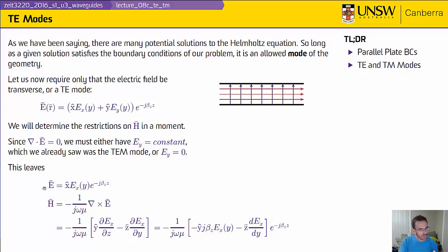So if we're able to solve for E sub x, then we can determine what our magnetic field is through these expressions, and we end up with something that takes this sort of form, where we have the 1 over j omega mu up front. When we take the derivative of x with respect to z, we get the minus j beta. When we take the derivative with respect to y, we get whatever it is we end up getting.